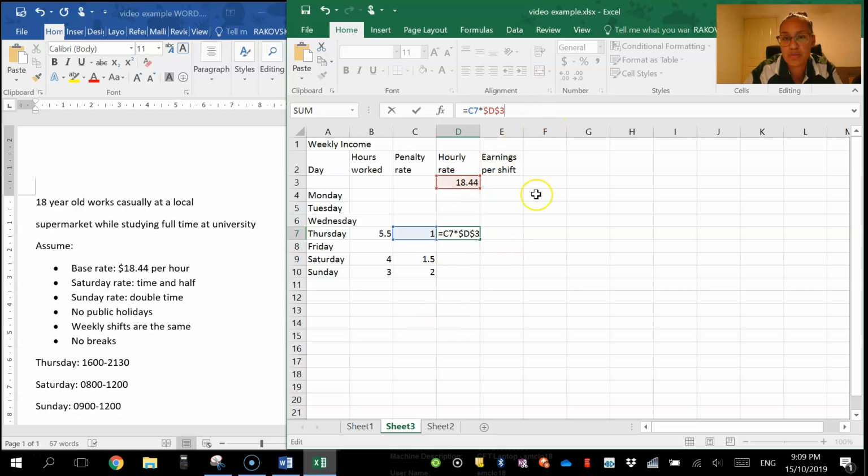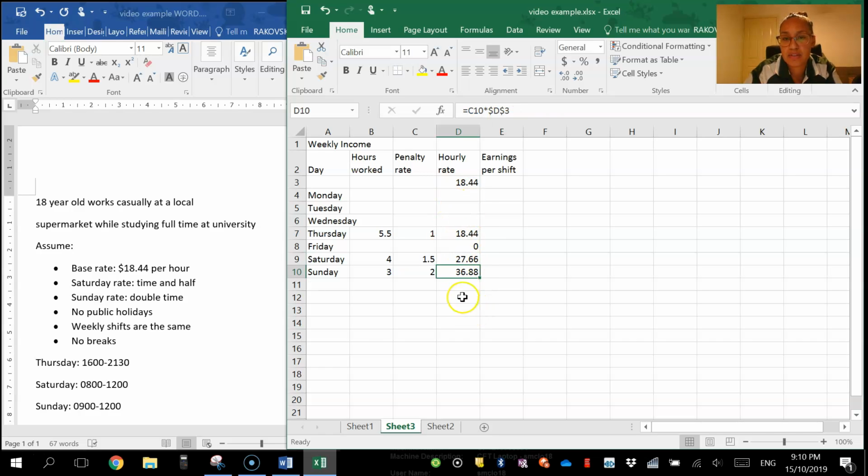Because what I'm going to do is take that and drag it down, and what you'll see is that it takes that number there, but it keeps this one. If I didn't put those dollar signs in, it would take this one and then the next one for the following one, for Sunday's pay.